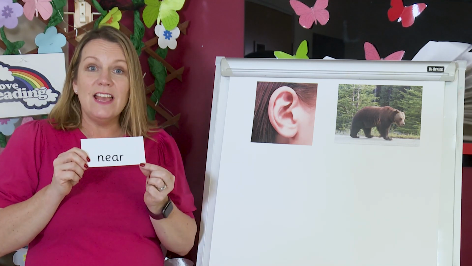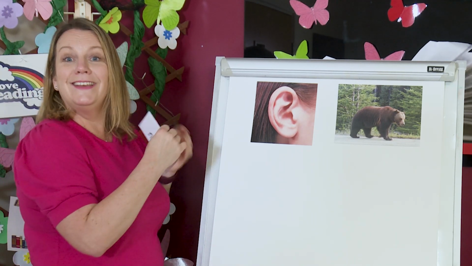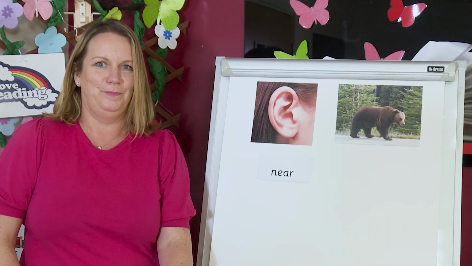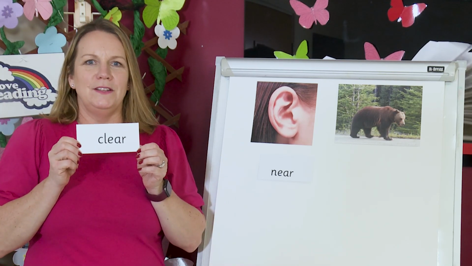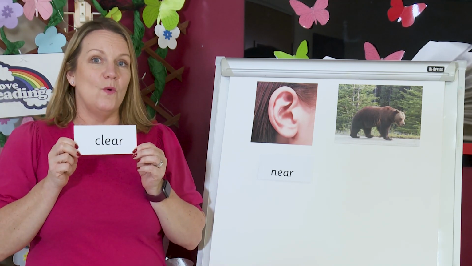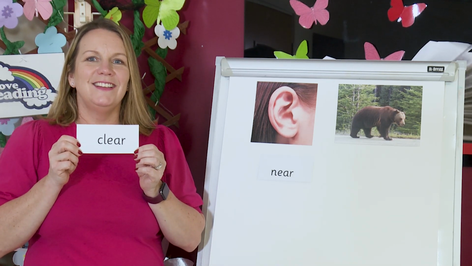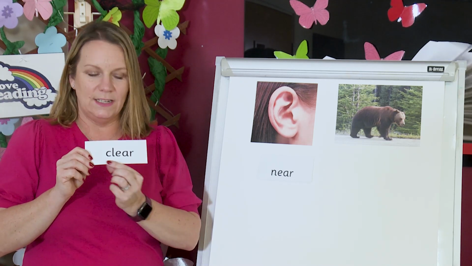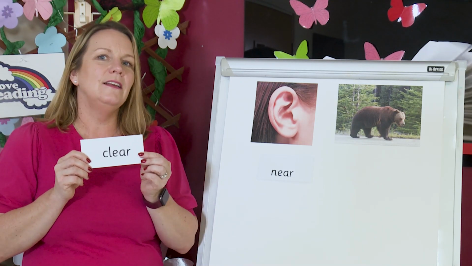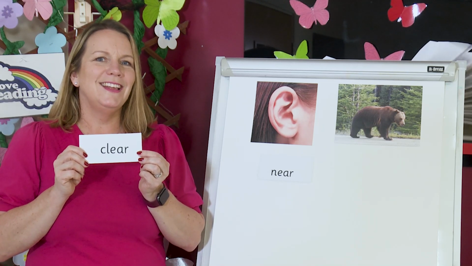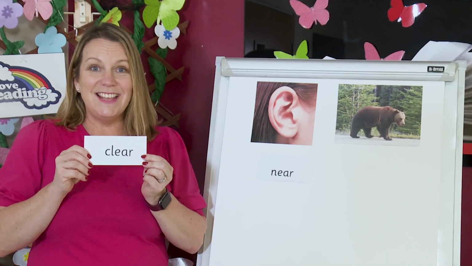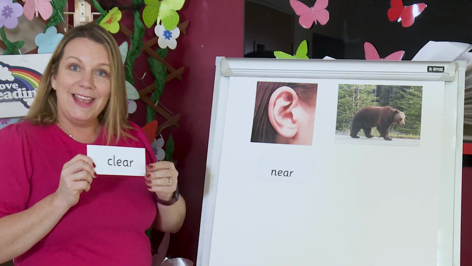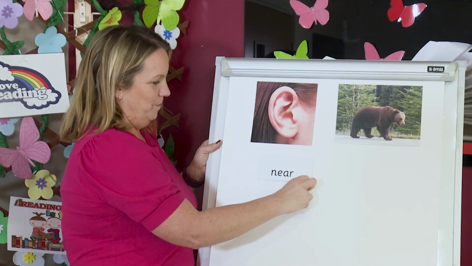Near ends with ear, so I'm going to pop it here under the ear. Great work. Let's do another one. Read the word. Does it have ear or air? Help me work it out. Is it k or ear or is it k or air? Tell me what you think. Yes, it's clear. Clear ends with ear. So I'm going to pop it here too, under the ear.